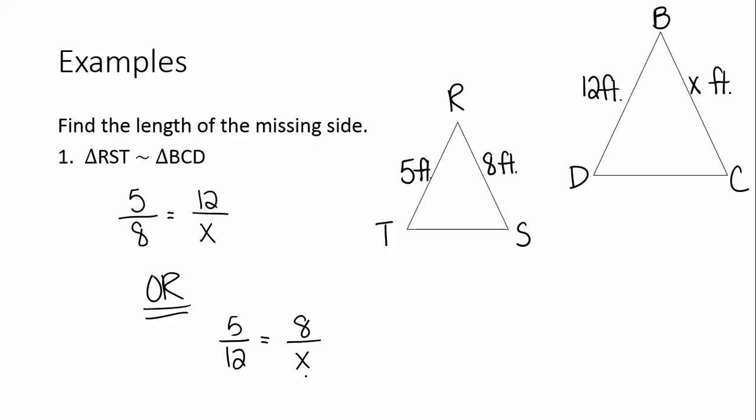So we still need to solve this. Either one can be solved, you'll get the same answer. 5x equals 96. Divide both sides by 5. 96 is not divisible by 5. It also does not reduce. You can give me a fraction here, but I would just leave it as 96 over 5, and we should put a label of feet.